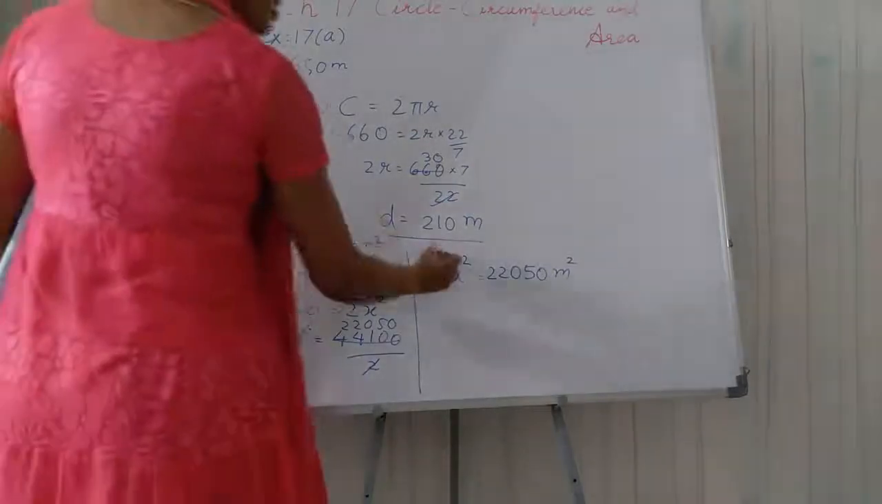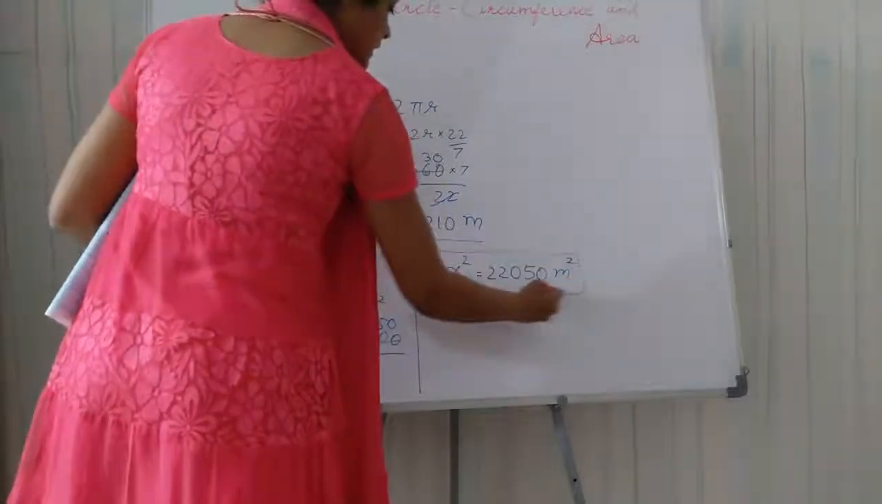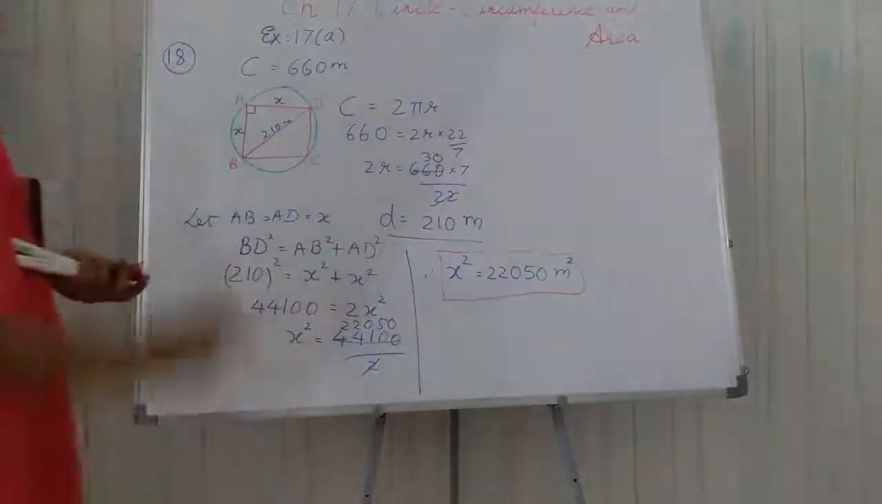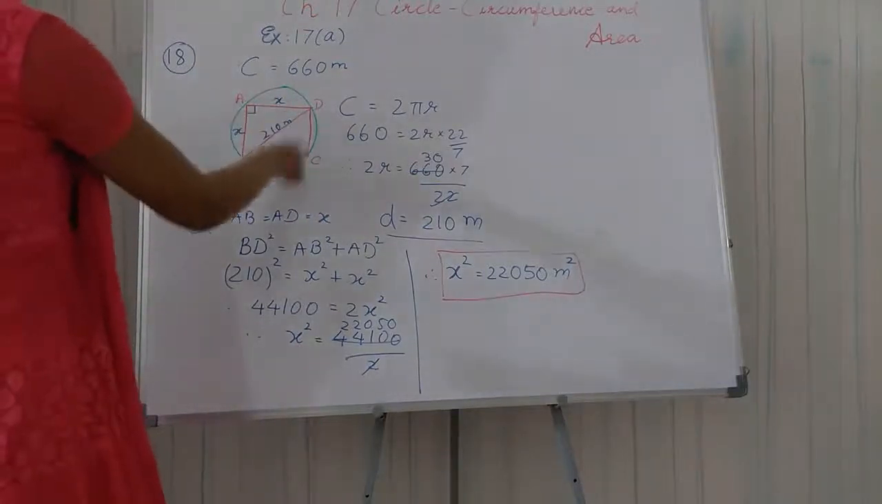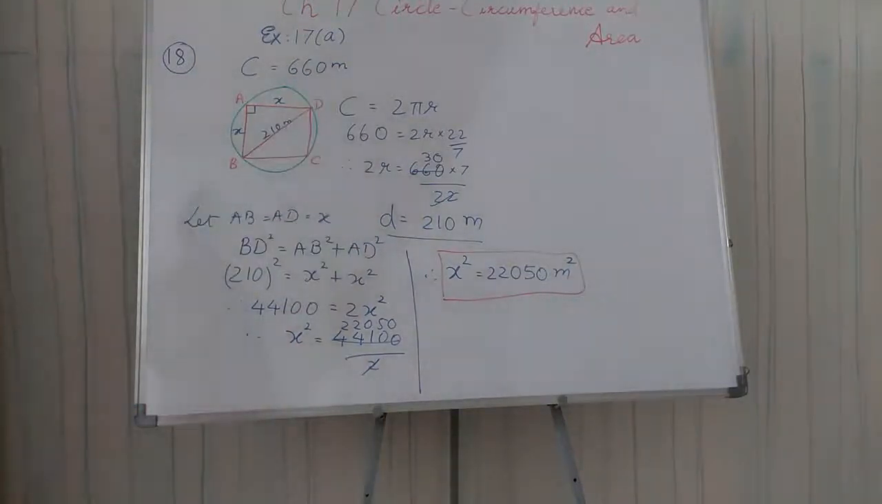So I am making a box on it. This is the final answer which is asked in the question, that what is the area of the square plot, and 22,050 meter squares is the answer of our 18th question.